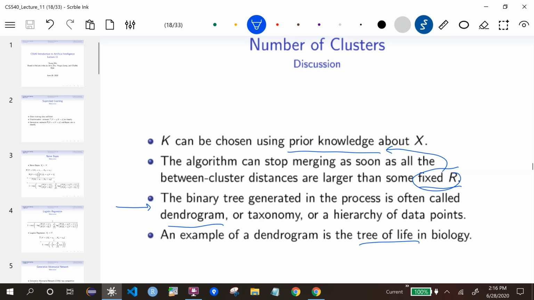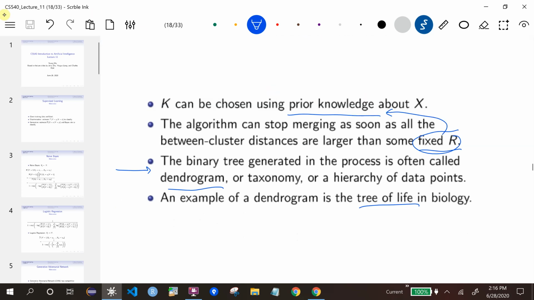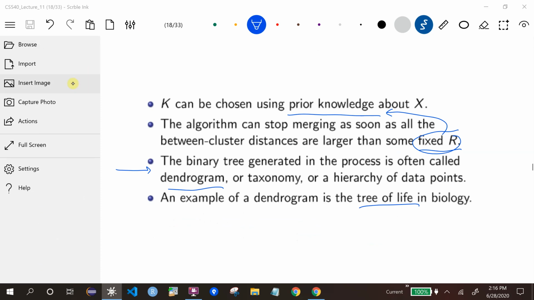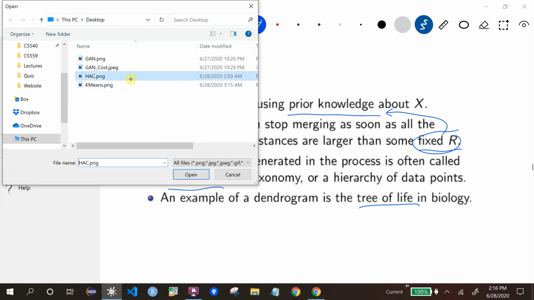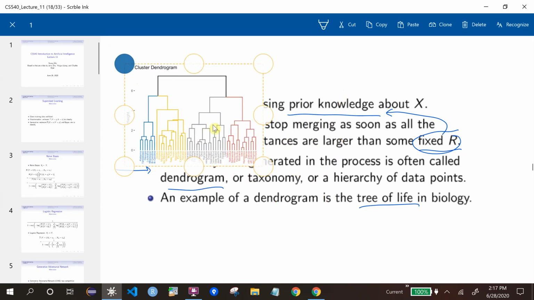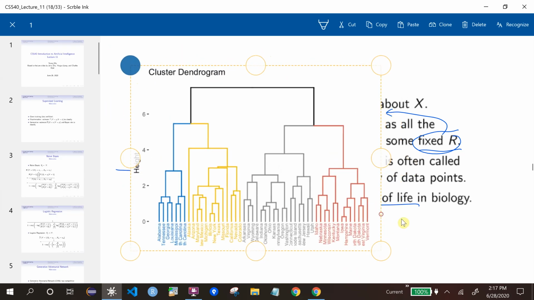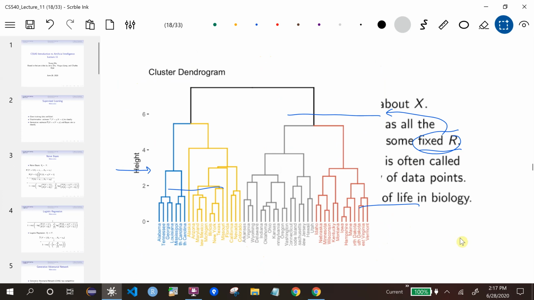And we don't actually need to stop anywhere. We are just going to group them into, say, a bunch of groups and give each group a specific name. And these groups are grouped into groups, and then we have names for those as well. So let's have one example of a dendrogram. It's not the tree of life, but it's a cluster of similar states in the US.